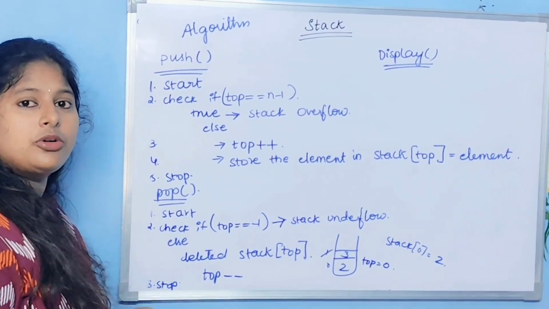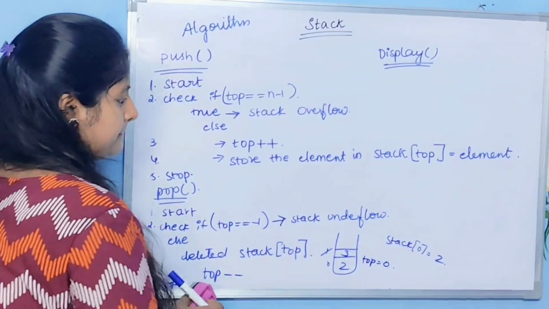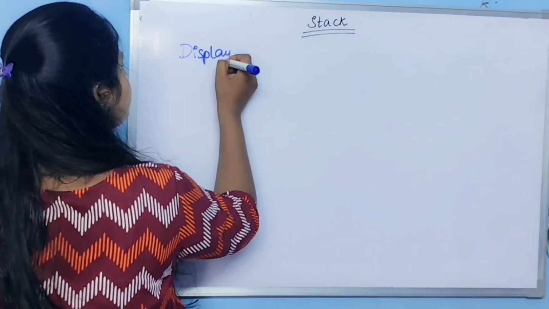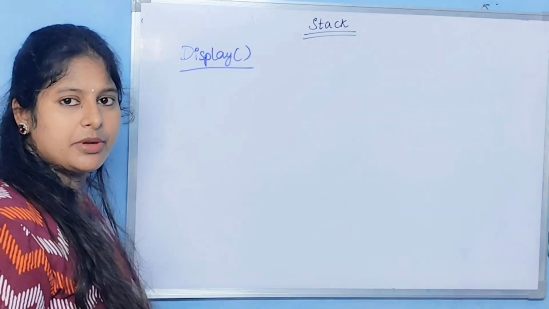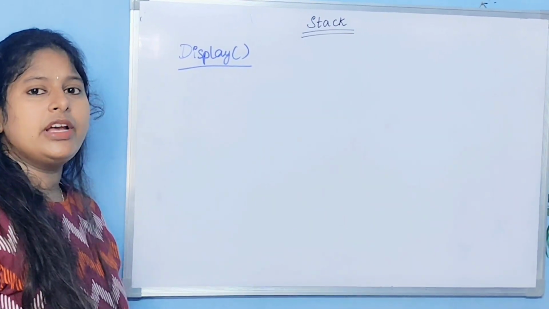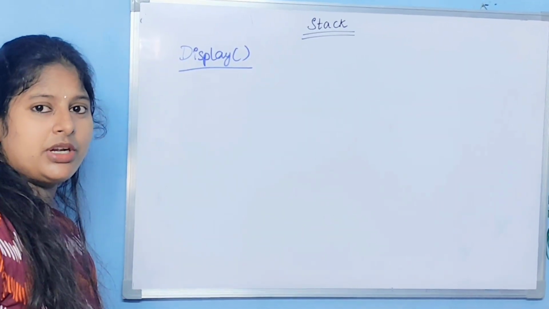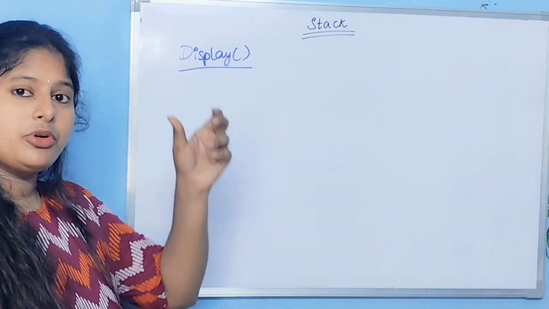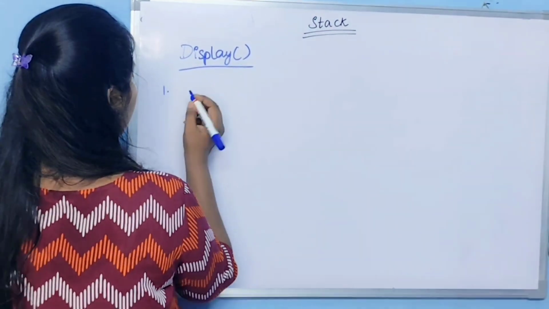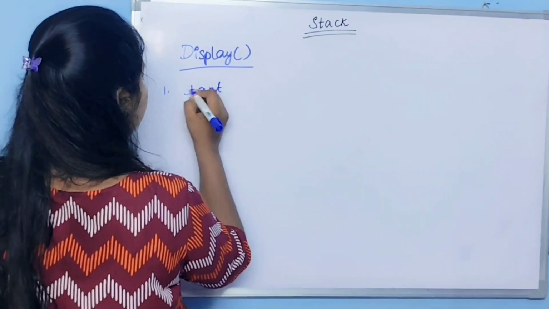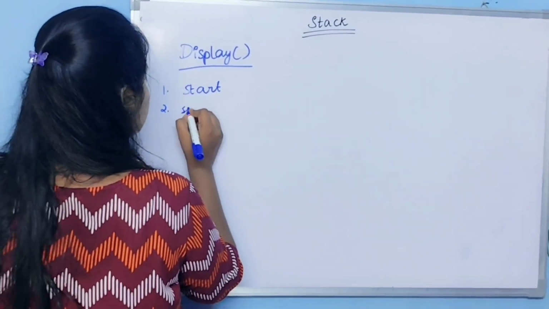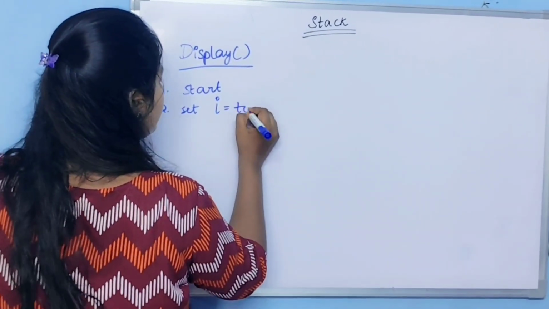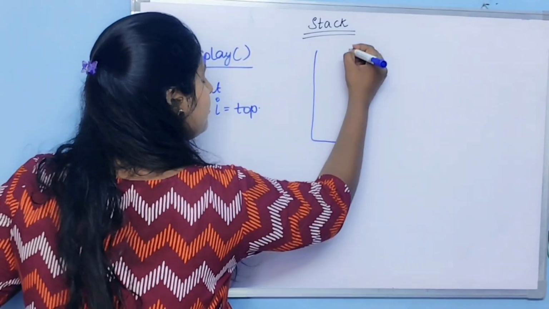Now I'll explain how to display elements from the stack. We'll see how to perform the algorithm for the display operation. What is meant by the display operation? You have to print all the elements in the stack. So from where do you start printing? From the top only. You need not write the elements from 0. You have to write from n minus 1. So what should I do now? First start. Now set i equals top, since element printing should happen from the top.